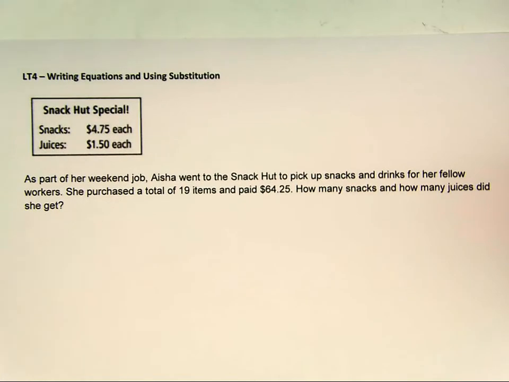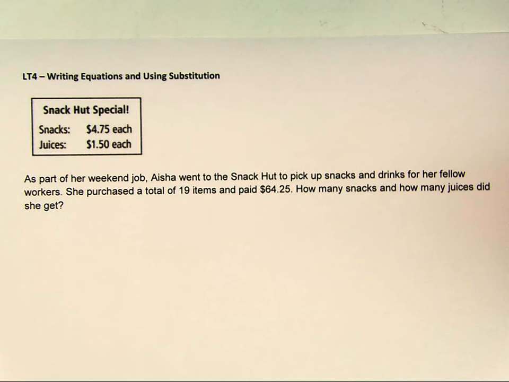Okay, so as part of her weekend job, Aisha went to the snack hut to pick up snacks and drinks for her fellow workers. She purchased a total of 19 items and paid $64.25. How many snacks and how many juices did she get?